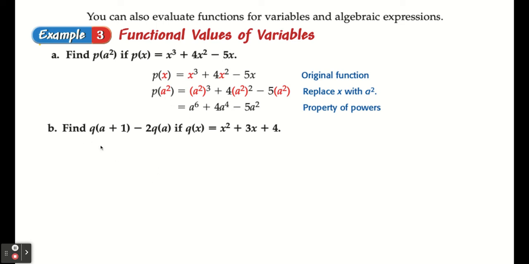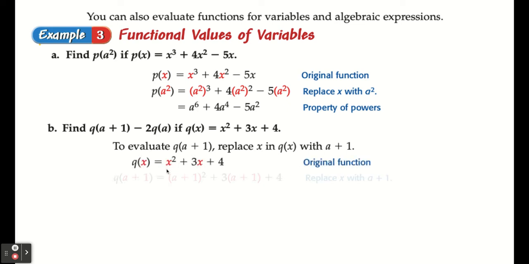Now b requires a little bit more work. It's asking me to find q of a plus 1 minus 2 times q of a, if q of x equals x squared plus 3x plus 4. So the first step I could do to make it a little bit simpler is evaluate the first part, where I'm going to just do q of a plus 1. So I'm going to substitute a plus 1 in for x. So I'll do that here.